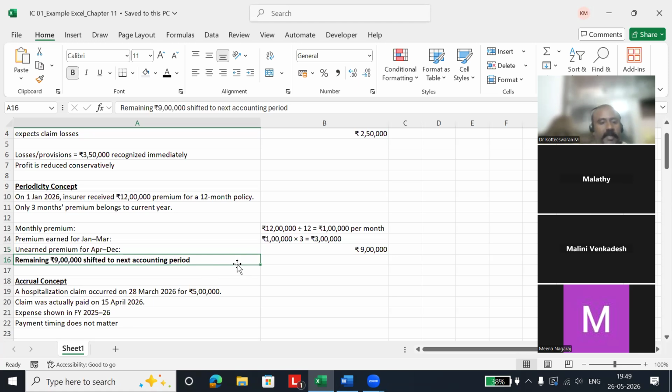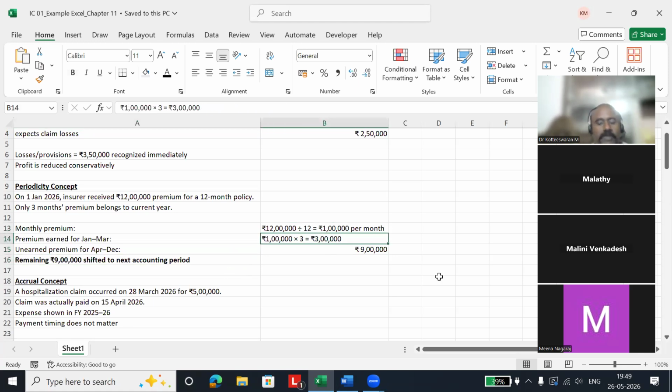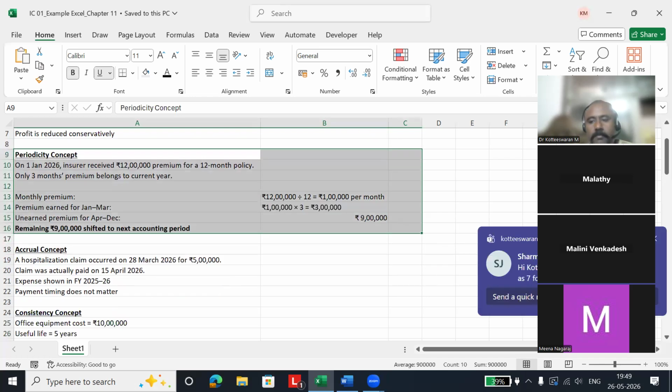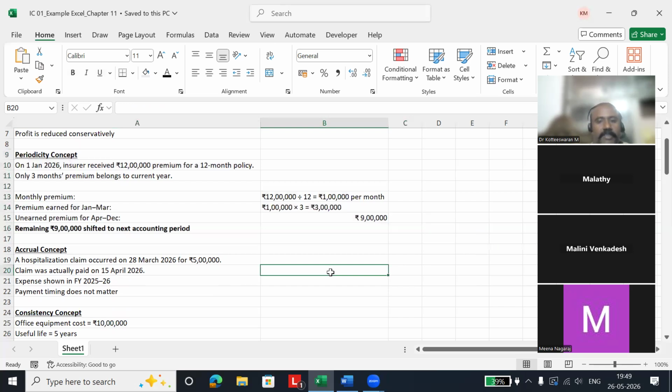Next accounting period, that is, April 2026 to March 2027, they will move it to that financial year. Only 3 lakh rupees will be accounted for this financial year from Jan to March. This is called periodicity concept. We are restricting to the financial year period. Any questions so far?